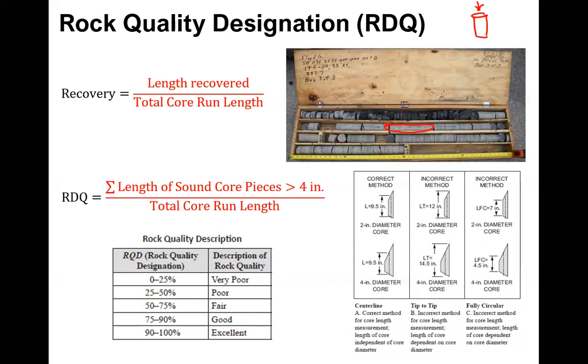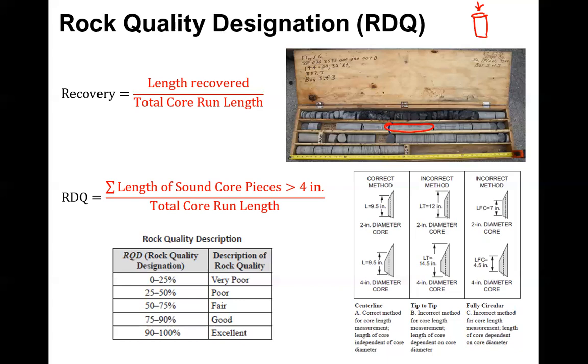The recovery is very basic. It is the length recovered divided by the total core run length. So if the actual core run was supposed to be 10 feet and you only got 8 feet of material from that 10 feet of length, then 8 divided by 10, you'd have a 0.8 recovery or 80% recovery.